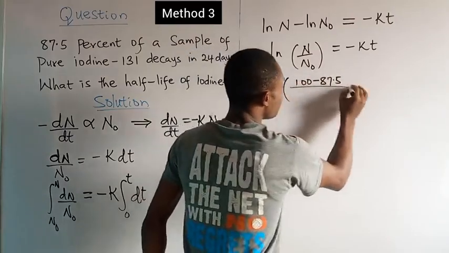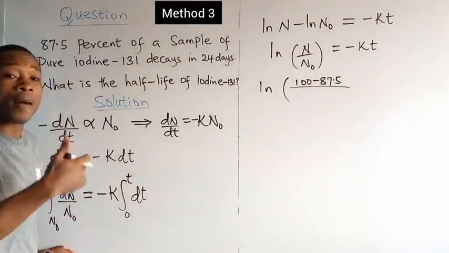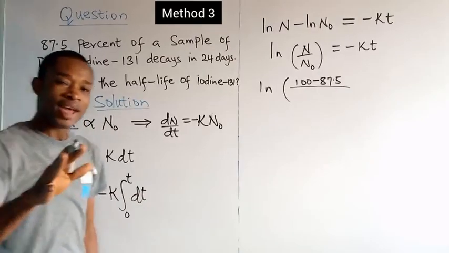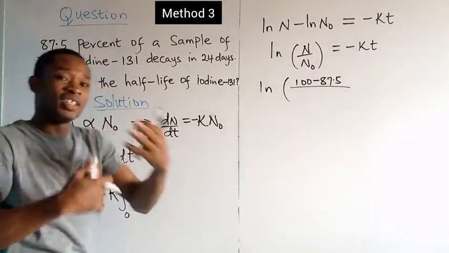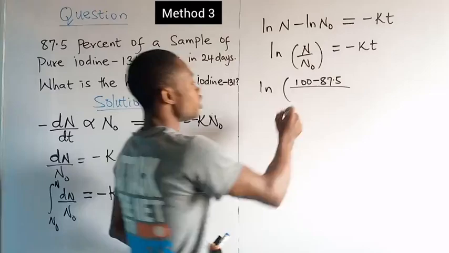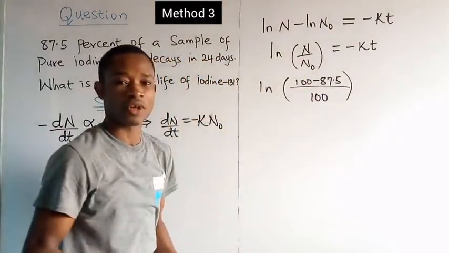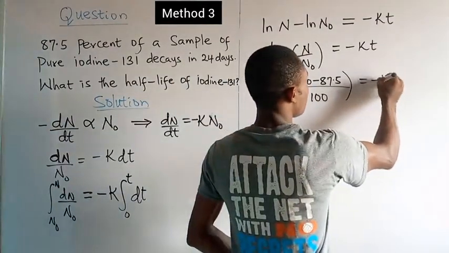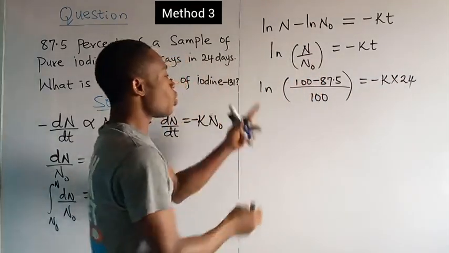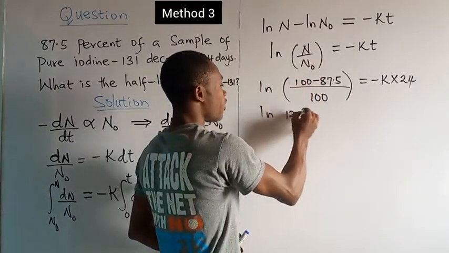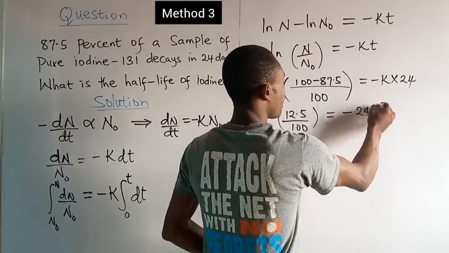Now we're going to divide everything by the initial, the original concentration or amount or percentage. Now I'm going to be specific using percentage because our problem here in terms of the decay is linked to percentage. So this is going to be over 100 because 100 will be the initial percentage. Are you following, right? And then that's equal to negative K. Our time is 24. Now, if you work out this, you get ln 12.5 all over 100. That's equal to negative 24K.